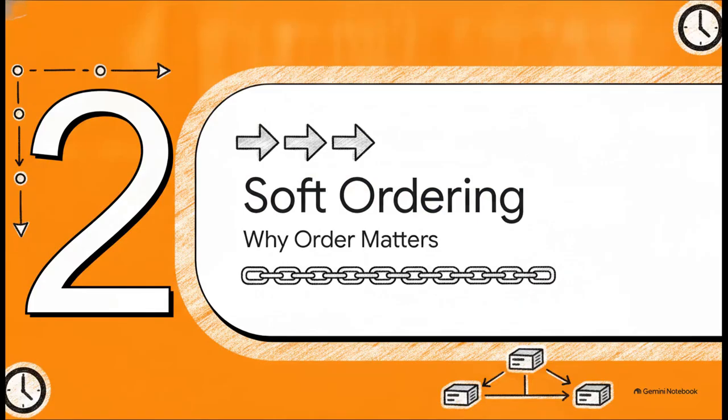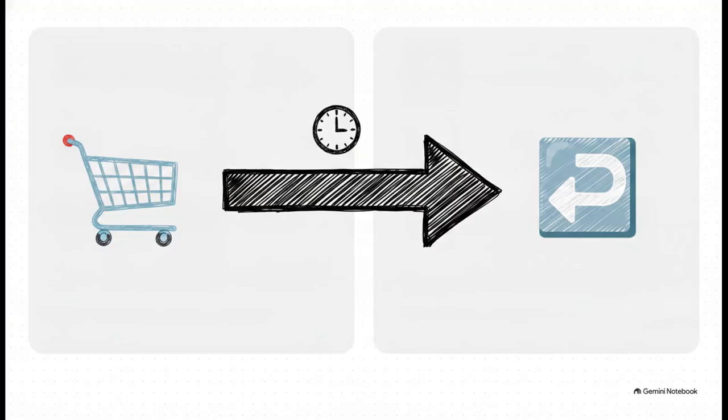Section 2. Soft ordering. Why order matters. Let's look at a real-world retail problem that this system brilliantly solves by preserving the sequence of events. Imagine a customer in your store makes a purchase at register 10. A few minutes later, they realize they bought the wrong size, so they walk over to the customer service desk, register 1, and immediately return that item.